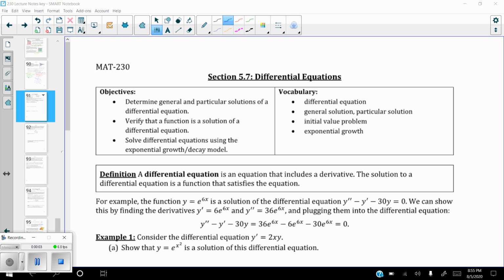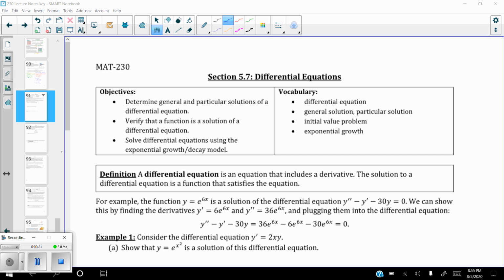Okay, section 5.7 is what's called differential equations. If you listen to the title of that, it kind of sounds like it's got a derivative. That's kind of key. Differential, kind of derivative, equation. You're going to have a derivative in the equation. Really, that's kind of what a differential equation is.